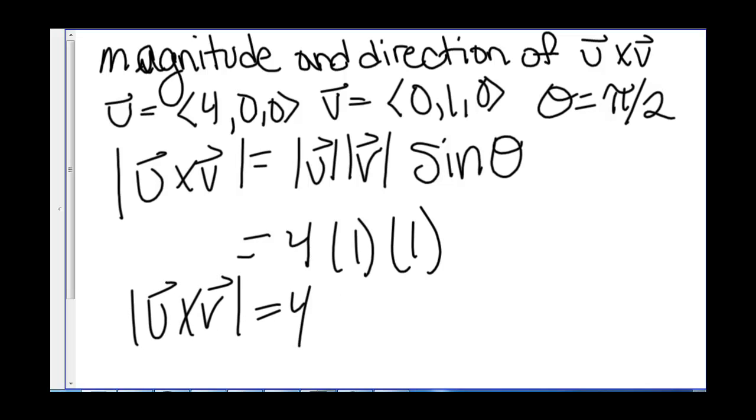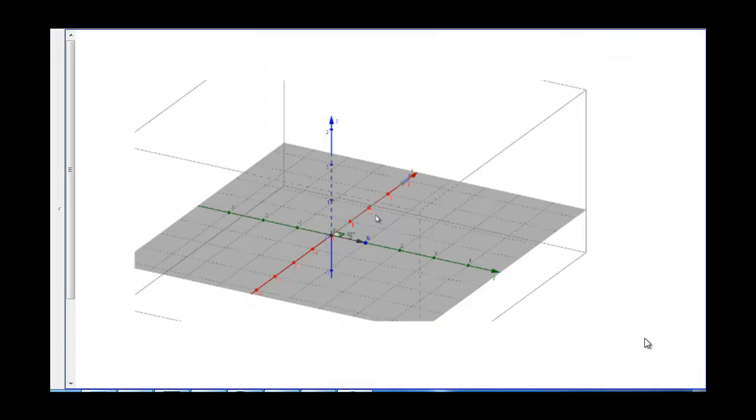We need to determine in what direction this vector points. So remember our right hand rule. We point our fingers in the direction of u with our palm towards v. And then we curl our fingers towards v, and we find that our thumb has to be pointing down.